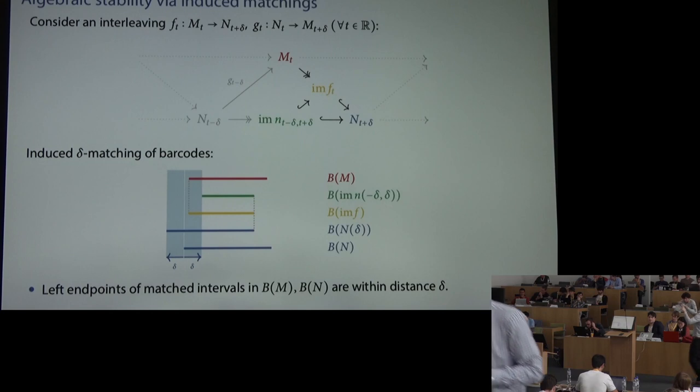And to summarize, when you have two similar point clouds, you have an interleaving of filtrations just by the assumption that they are geometrically close. And this interleaving passes on to an interleaving of persistence modules, and this argument here shows you that there is a matching. This interleaving of persistence modules gives you a matching of the barcodes.